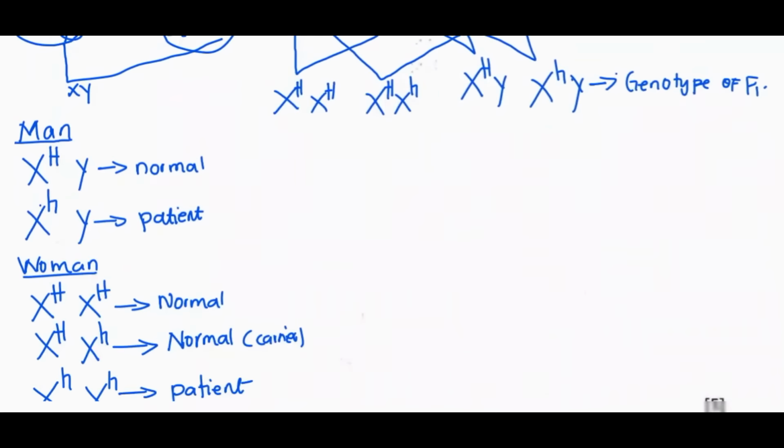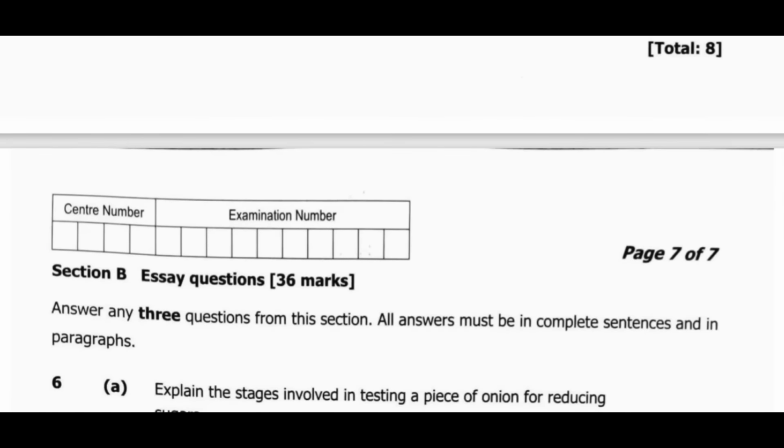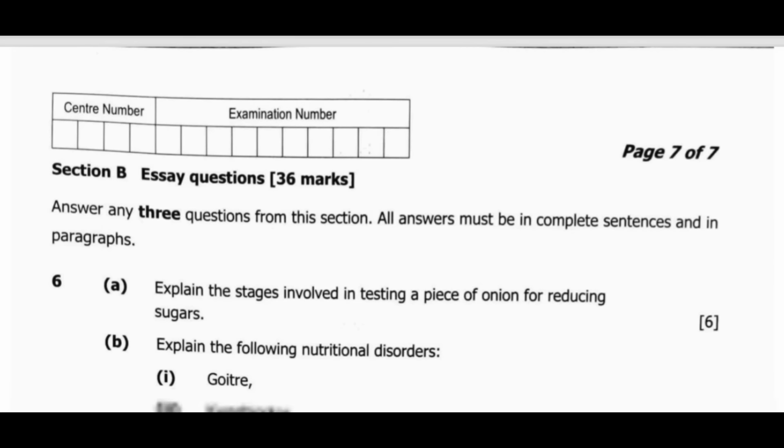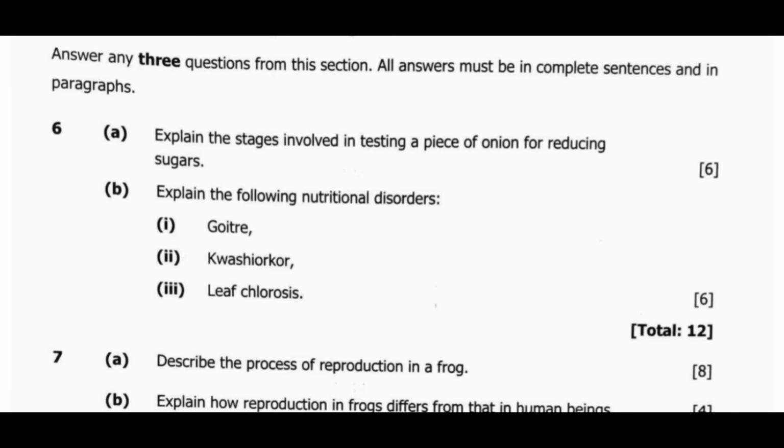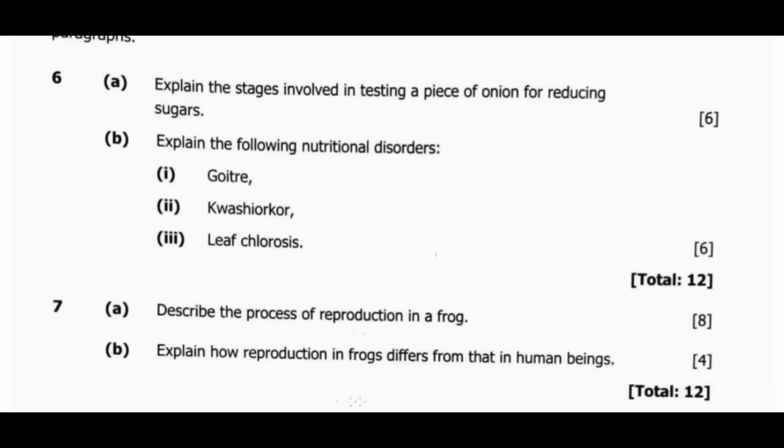Now let's move on to question 6 from section B. Here we'll do the same. We'll just have a discussion over some of these questions. So the first one, question 6A: explain the stages involved in testing a piece of onion for reducing sugar. So what are we supposed to do? What are the steps that must be there if we are testing for reducing sugar?